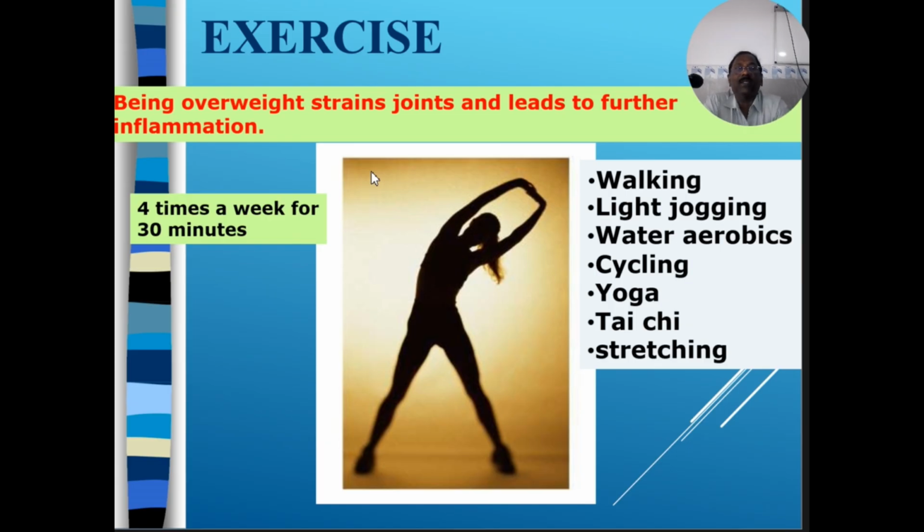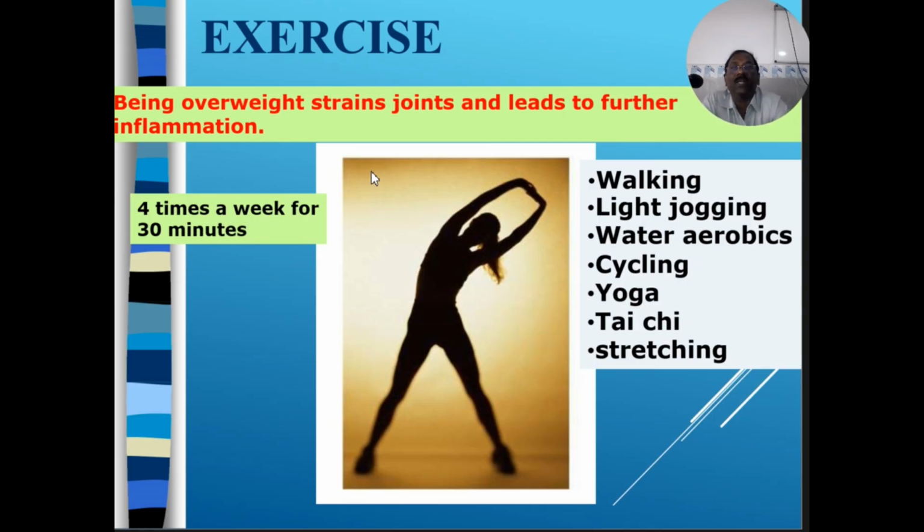Exercise is also very important. Being overweight strains the joints and leads to further inflammation. So obesity is always dangerous. The more obese, obviously you have a lot of diseases associated with obesity, and one of them is degenerative arthritis, that is your osteoarthritis. So in rheumatoid arthritis, osteoarthritis also comes much earlier. Suppose you take two people, one with rheumatoid arthritis, the other without rheumatoid arthritis, the person with rheumatoid arthritis may get osteoarthritis 1 to 2 decades earlier when compared to the non-rheumatology patient.